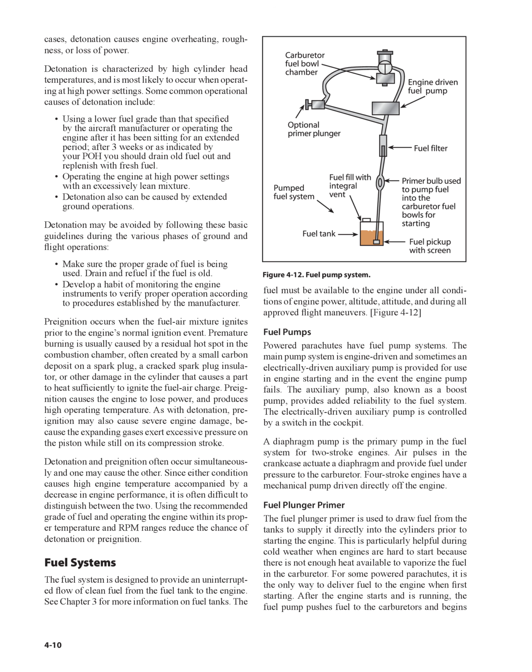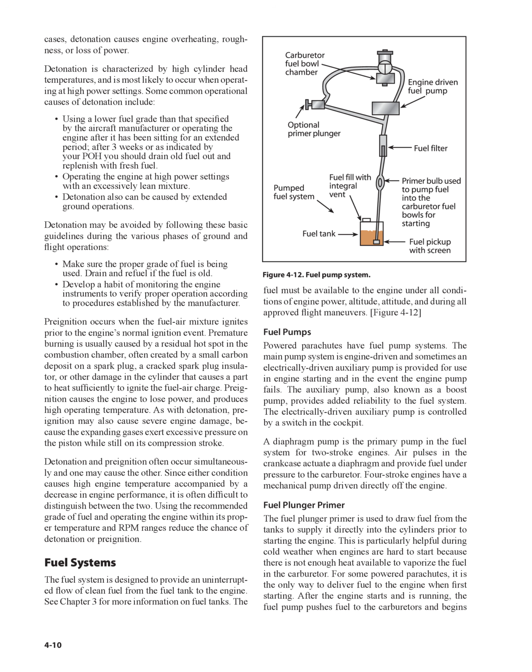Fuel plunger primer. The fuel plunger primer is used to draw fuel from the tanks to supply it directly into the cylinders prior to starting the engine. This is particularly helpful during cold weather when engines are hard to start because there is not enough heat available to vaporize the fuel in the carburetor. For some powered parachutes, it is the only way to deliver fuel to the engine when first starting.